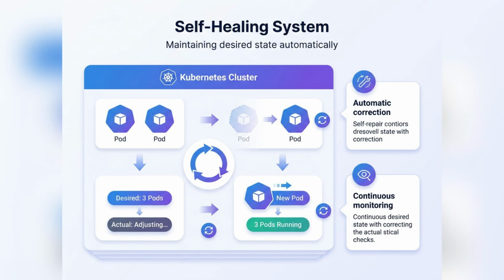One of the most powerful features of Kubernetes is its self-healing capability. You define the desired state, for example, 2 running pods. If one of those pods fails, Kubernetes detects a difference between the desired state and the actual state. Then it automatically creates a new pod to restore balance. This happens continuously, without manual intervention.